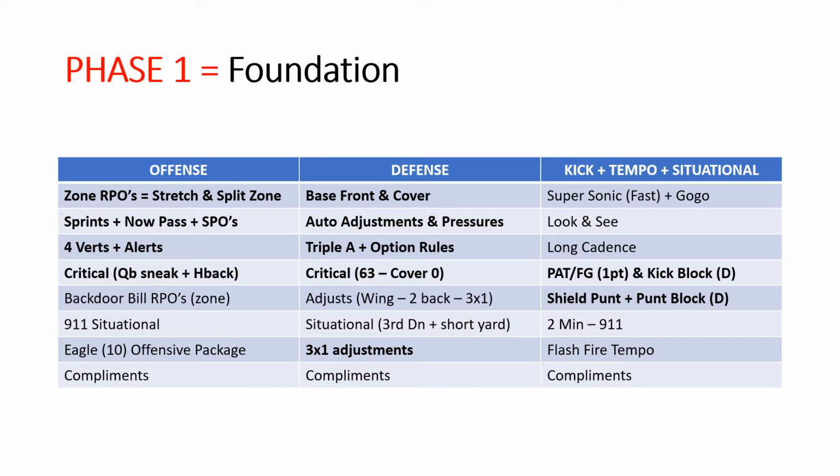As always, critical, looking at your goal line, which could be a 63 cover 0 in my opinion. As always with defense, you've got to have your 3x1 adjustments, and then your other adjustments to wing, 2-back, 3x1, and situational, and then lastly your complements.